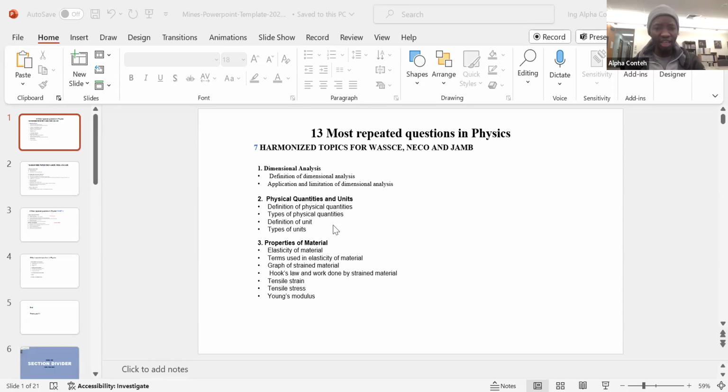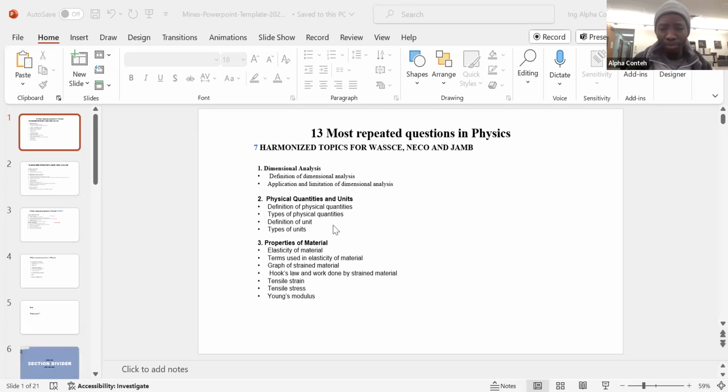We'll move again to the third topic, the properties of material. For the properties of material, you have to know the definition. You have to consider elasticity, the terms used in elasticity, and the graph of a strained material, wherein you consider the load-extension graph. All of those graphs should be considered. There is also another law which should be taken into consideration, which is Hooke's law.